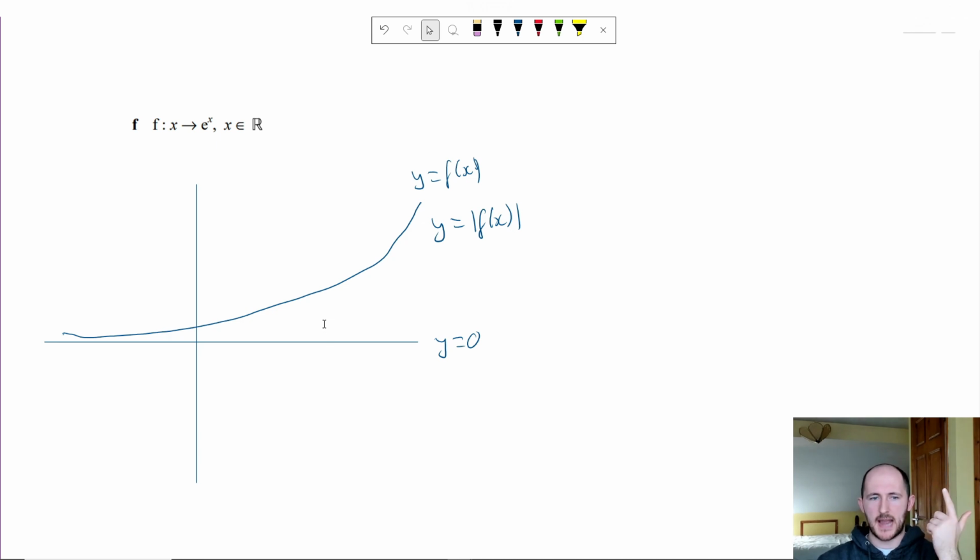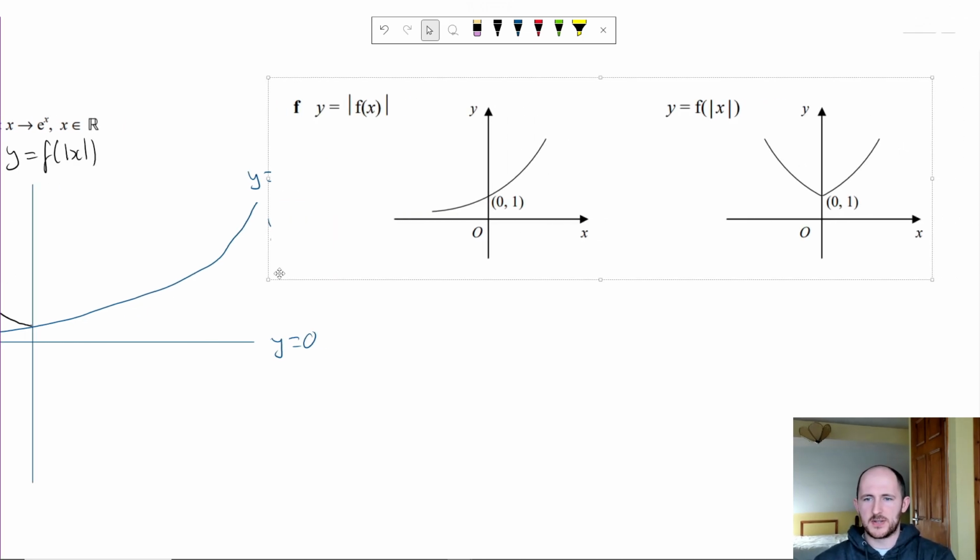But have a think about what could happen when we do, and maybe I'll do it on the same set of axes, f of mod x. Well, again, the left and right side will be complete mirrors of each other. So instead, we're going to have something that looks like this. Almost looks like a quadratic. I knew I wouldn't be able to draw it super well, but just to show you guys.